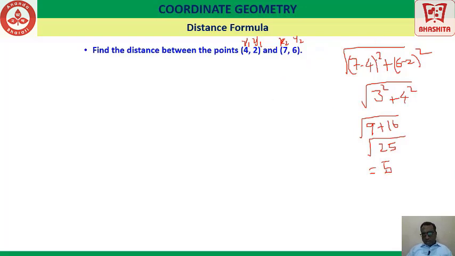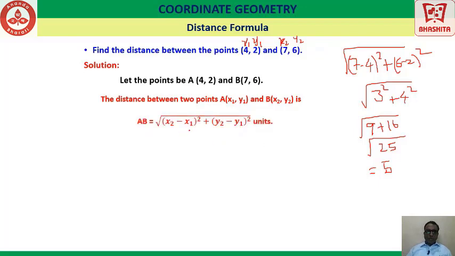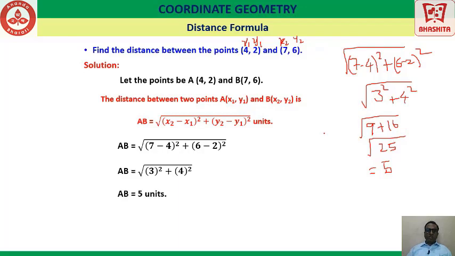I hope what I did on the rough column is something you too might have done, but anyway, the fair column is what we will see now. Let us assume the first point as A 4 2 and the second point as B 7 6. The distance between the 2 points A x1 y1 and B x2 y2: first apply the formula, root of x2 minus x1 square plus y2 minus y1 square. Okay, students? Yes. So, we get 7 minus 4 the whole square plus 6 minus 2 the whole square. 7 and 4 the difference being 3, you get 3 square plus 4 square, which is 9 plus 16. It is root 25 equal to 5 units. I hope it is crystal clear.